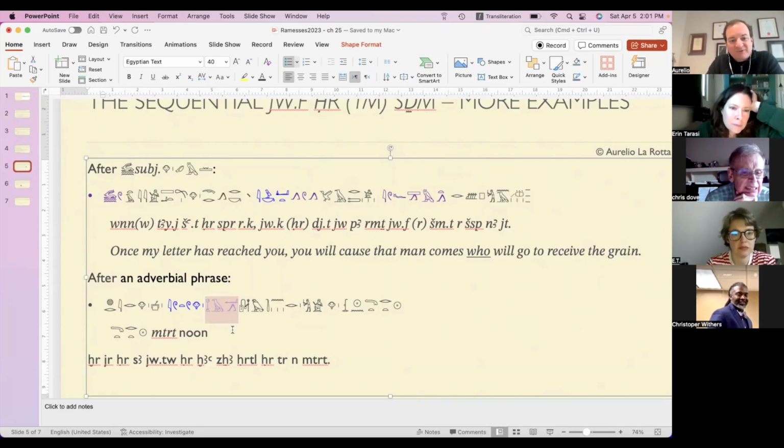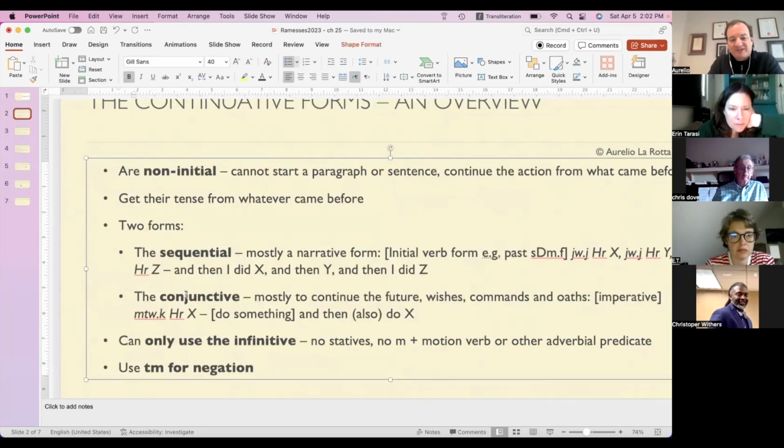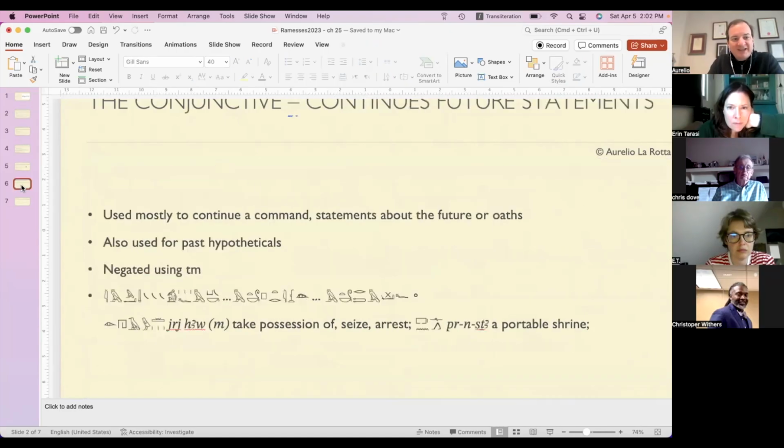So that again is from some kind of court proceedings. So again, our sequential. And the only interesting point here is it is not a verb form before that, but just an adverb, which you can also do. All right. And then next time we can look at the other part, the conjunctive, and then we should be done with the continuative forms.